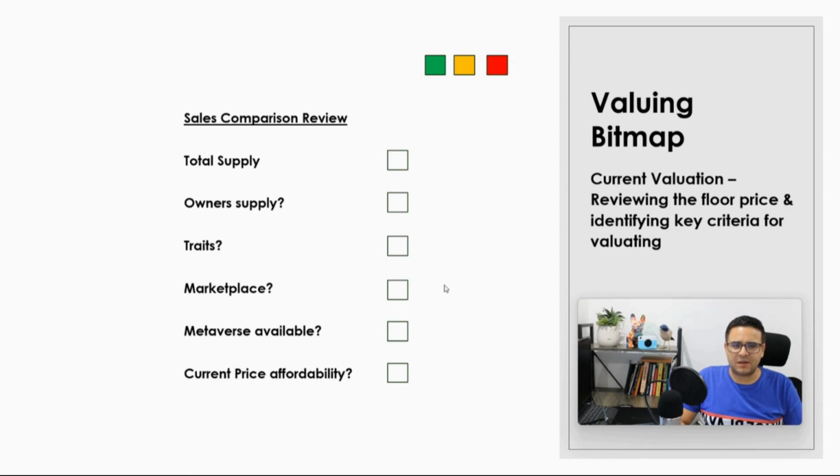Because when I'm conducting this review, I want to get a feel for each element from a scoring perspective. So when we review Bitmap against other projects, it will just give us a sense perhaps of how good of an investment it is right now. And we'll do that before looking at any potential figures in terms of valuation in dollars.